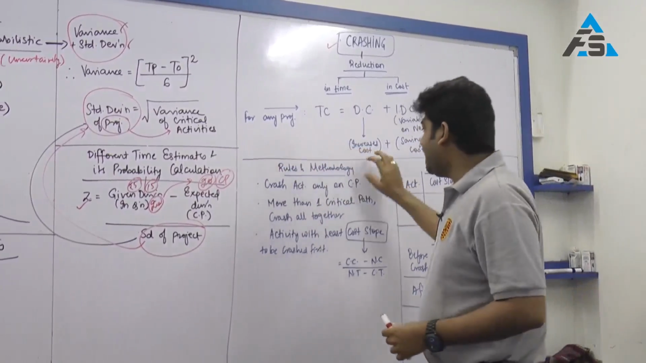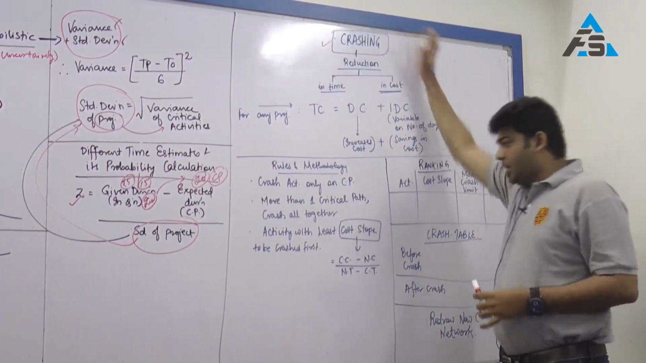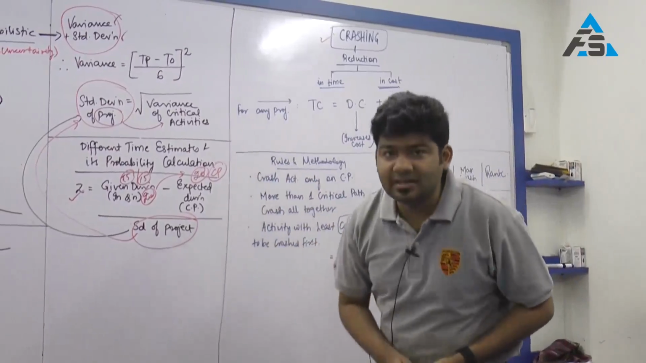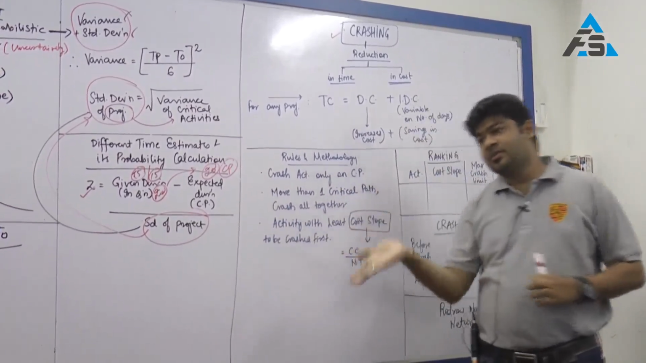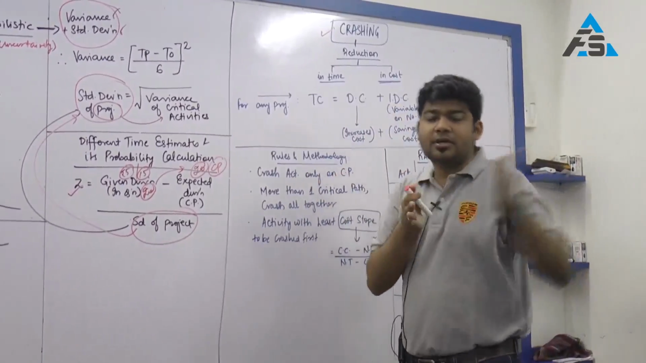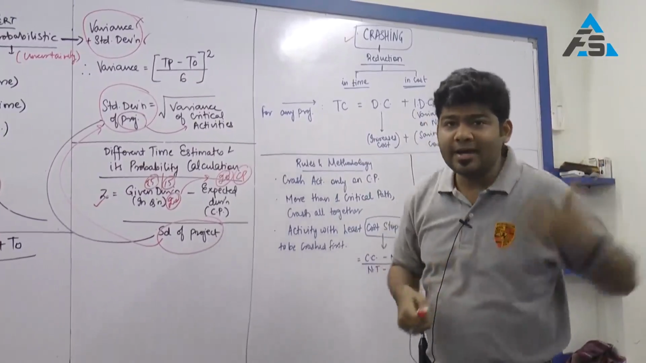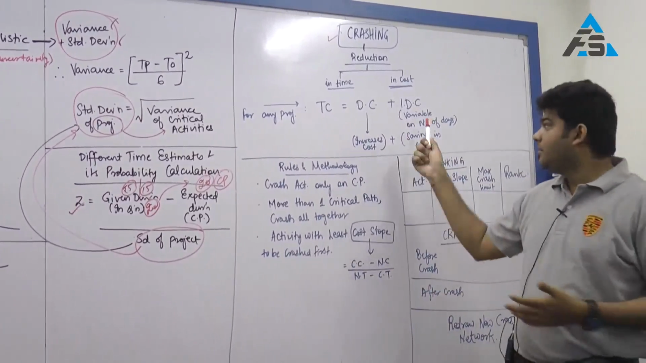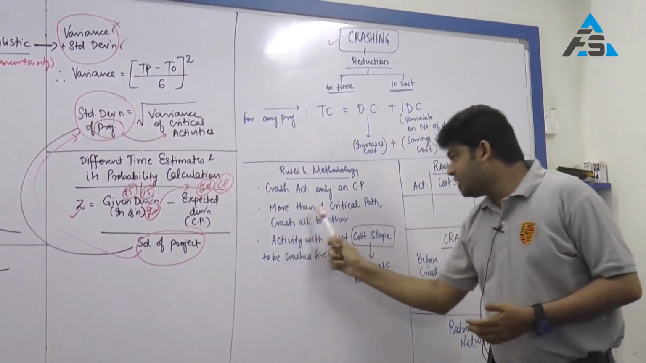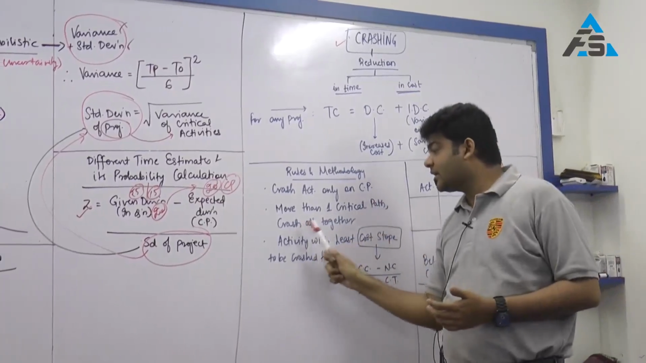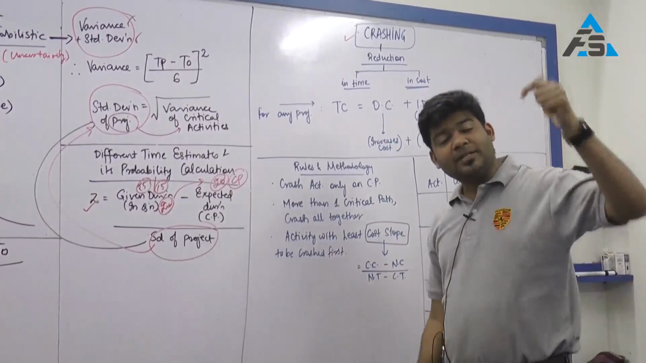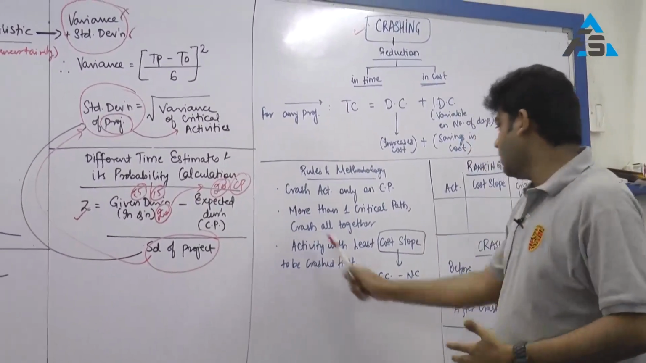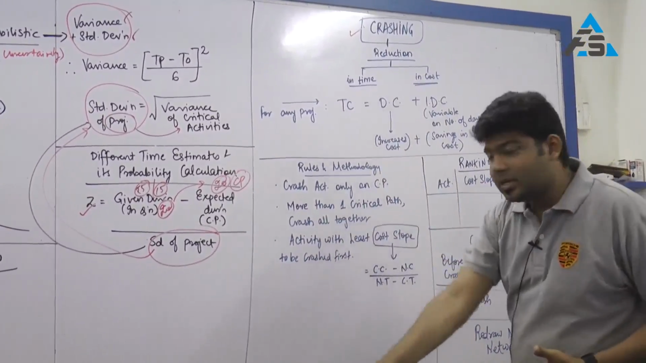What will be the rules and methodology for crashing? Pay attention. First, crash activities only on the critical path. Crashing non-critical activities will not result in any benefits, it will only result in an increase in cost. Reason being, the critical activities will still be the same and your critical path will still be the same number of days. So no benefits, but definitely your cost may increase. Second, if there are more than one critical paths, then crash them all together. Once you have one critical path, that will always remain a critical path till the end. So if there are 2, 3, 4, however many critical paths, all have to be crashed together.